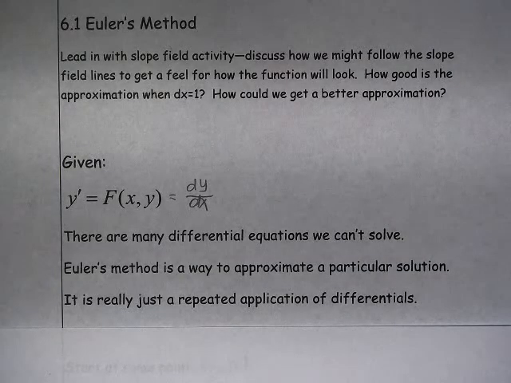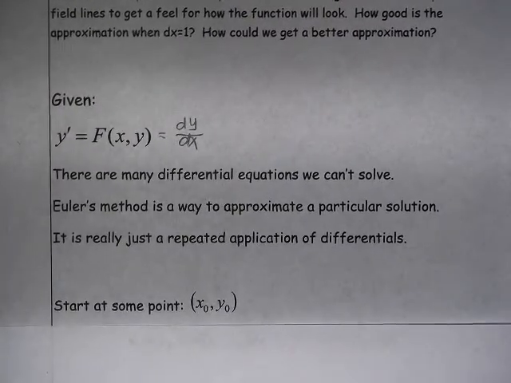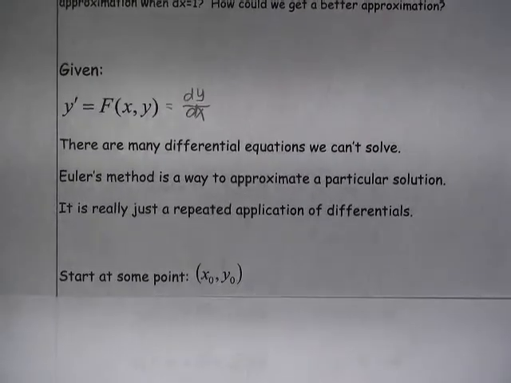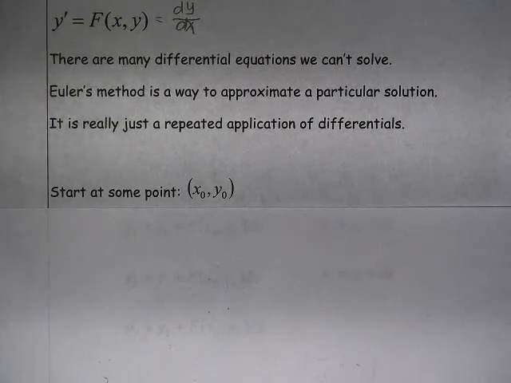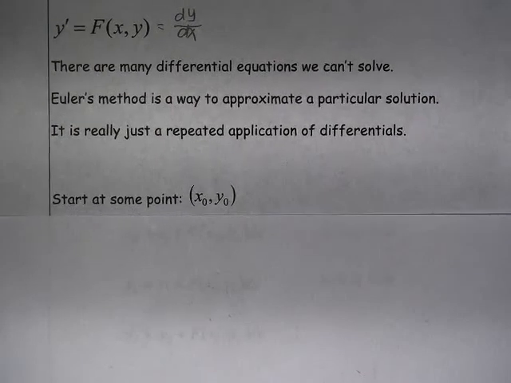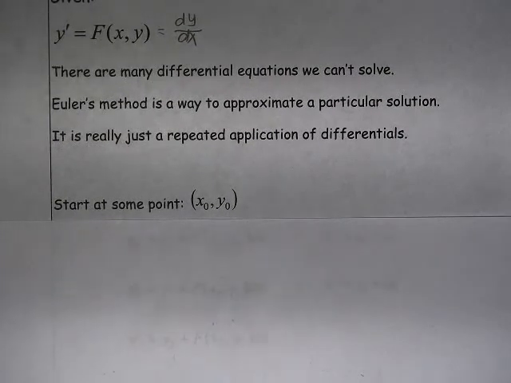Either way, Euler's method is a good way for us to get an approximation of a particular solution, maybe a way for us to get an idea of what that particular solution might look like. So it's really just an application of using differentials over and over and over again. Okay, so similar to the differential problems we've done, we have to start at some point. We need a starting point. So we're going to start at some particular point, and we want to estimate the location of some other point on this function whose derivative we know, but the function itself is unknown to us.